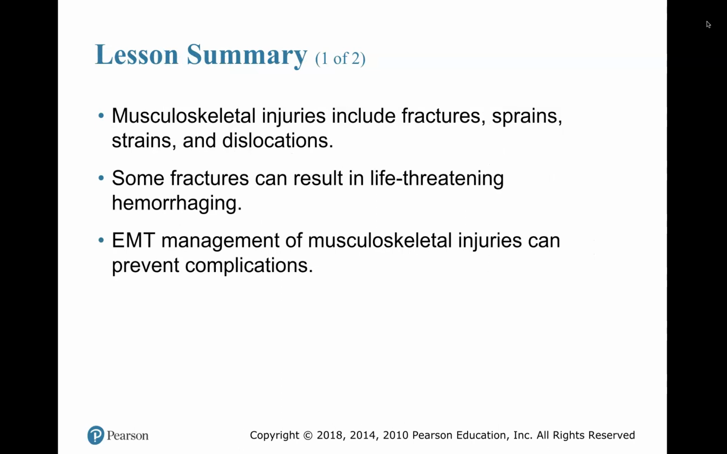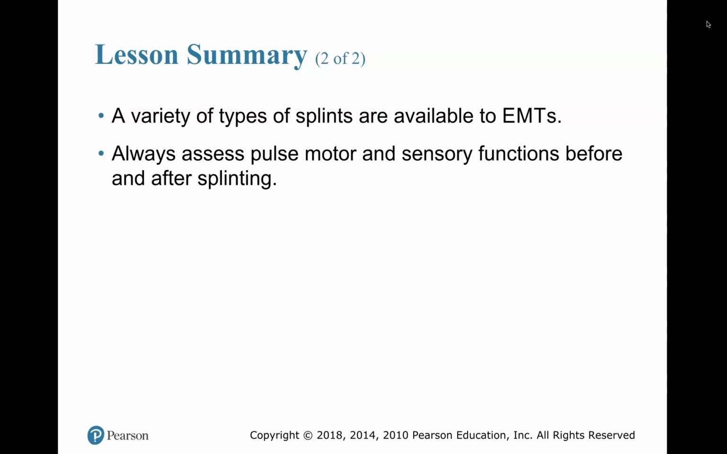The summary: musculoskeletal injuries include fractures, sprains, strains, and dislocations. Some fractures can result in life-threatening hemorrhaging. EMT management of musculoskeletal injuries can prevent complications. A variety of types of splints are available to EMTs. Always assess pulse, motor, and sensory functions before and after splinting.